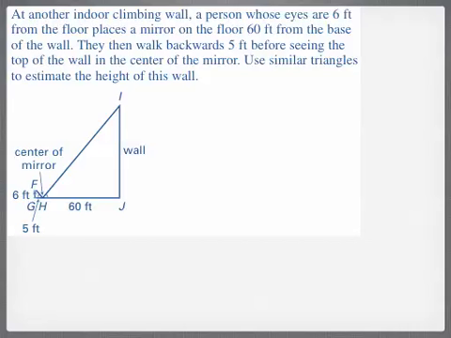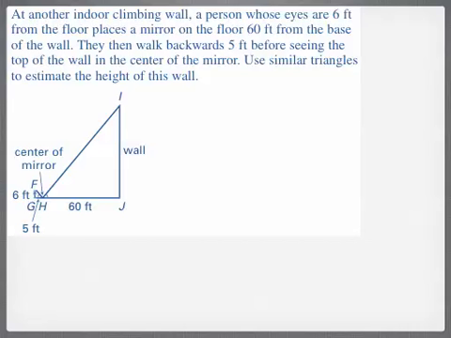The next example says, at an indoor climbing wall, a person whose eyes are 6 feet from the floor places a mirror on the floor 60 feet from the base of the wall. Then they walk backwards 5 feet before seeing the top of the wall in the center of the mirror. Use similar triangles to estimate the height of this wall. Notice that they've given us a picture that we can use, and they've even marked everything that we know in this picture.